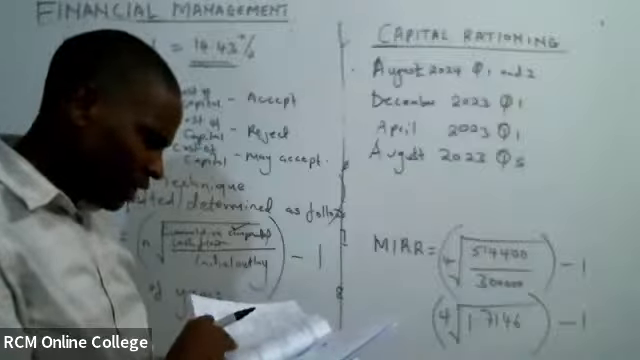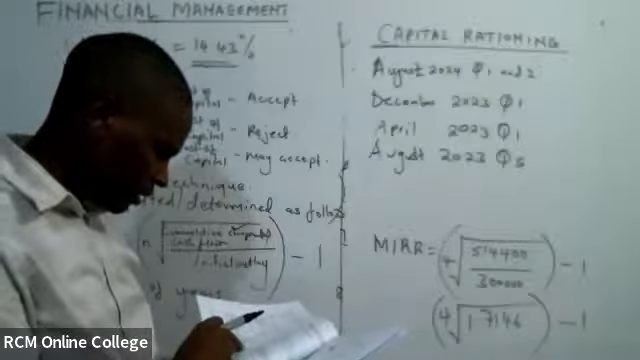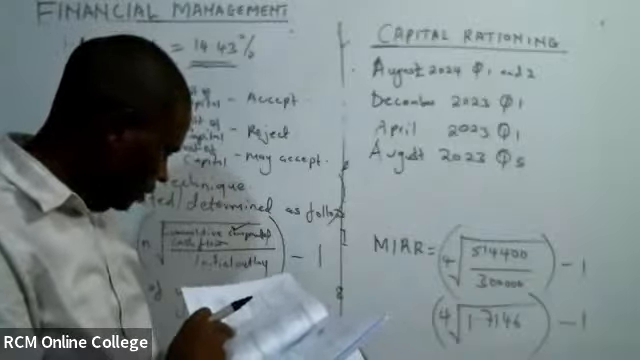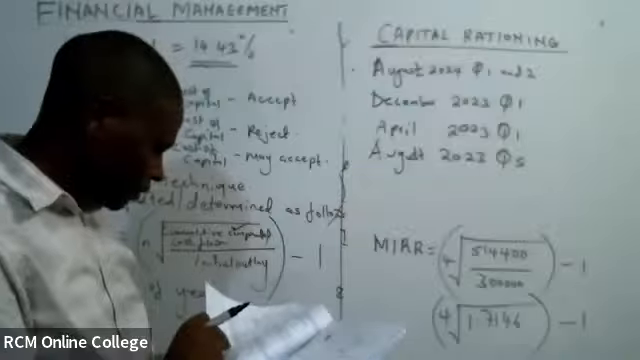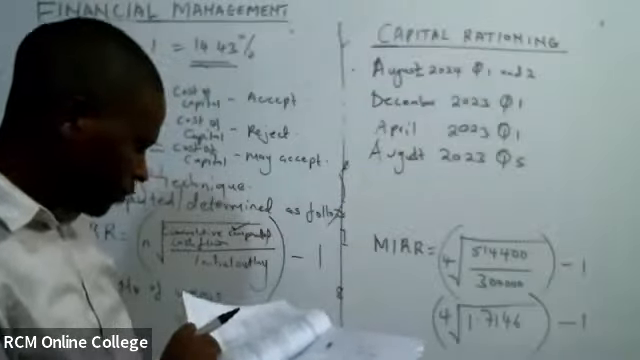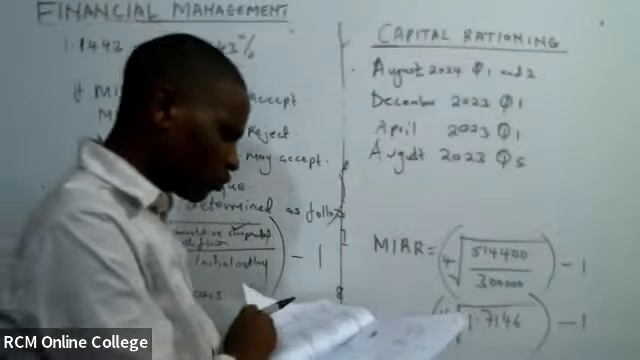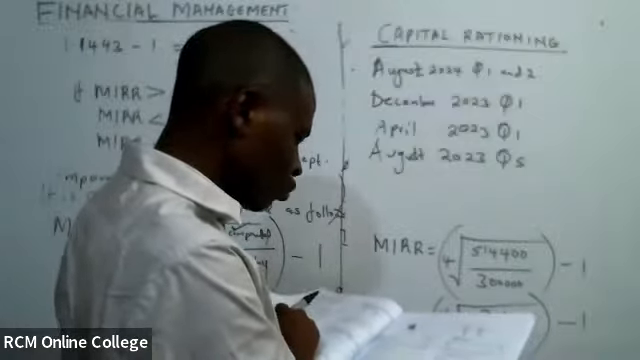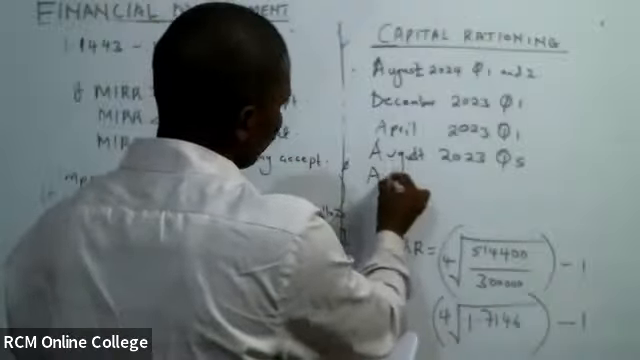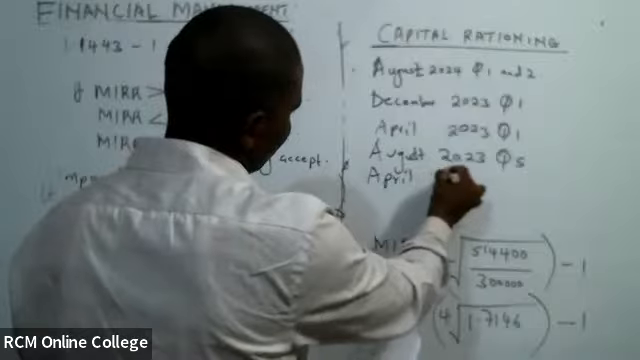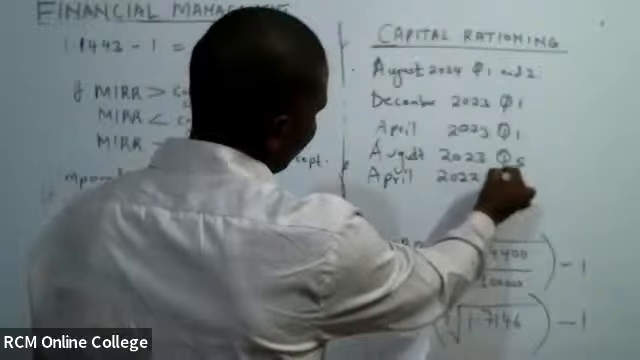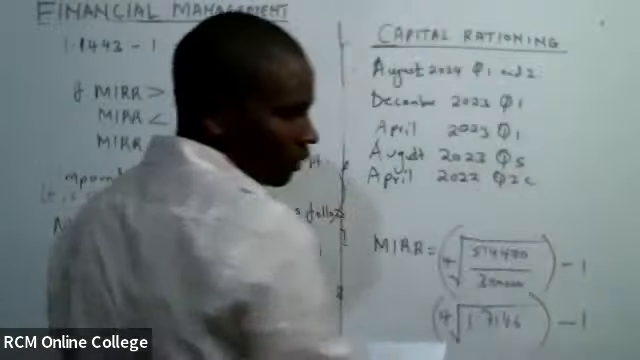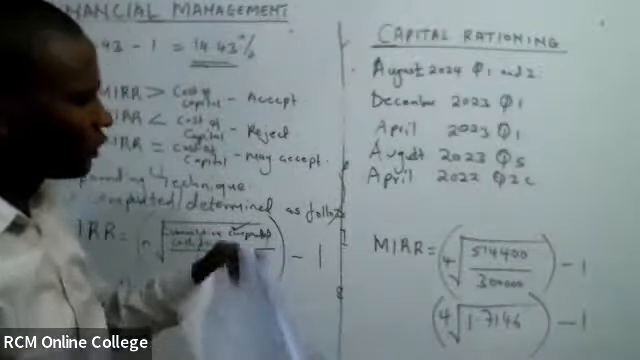Why can't you go and try this one for payback period again? Twende tujaribu hii. This is April 2022, question number 2C. Now that is enough for the weekend.